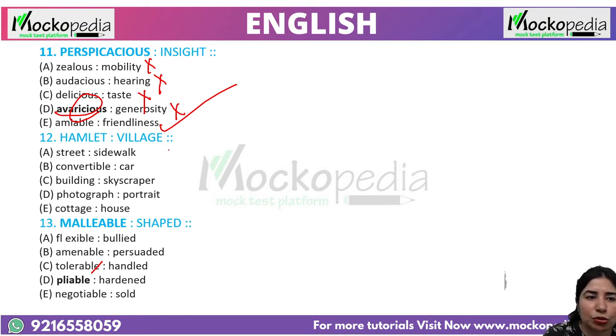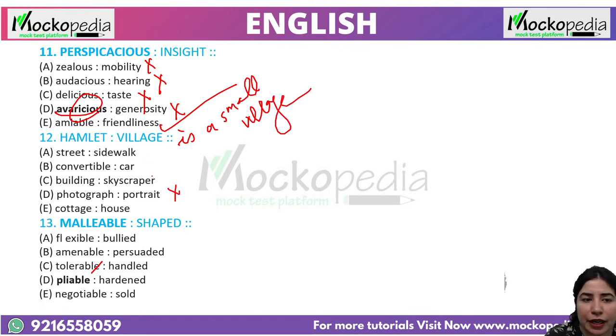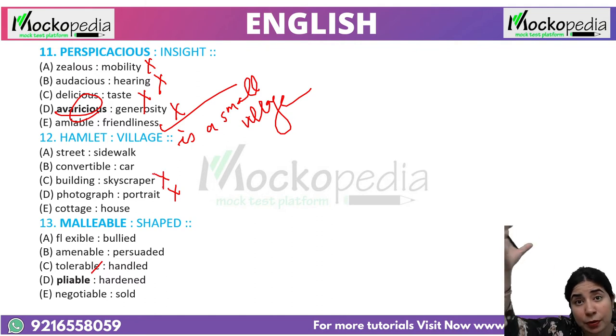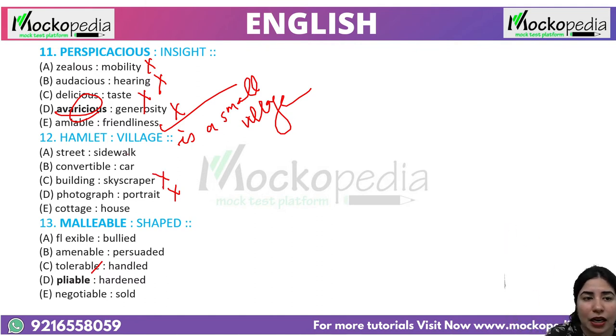So let's come to 12th. Hamlet is a small village. Ek chote gaon ko aap hamlet kehte ho, right? So similarly, a photograph ka short portrait nahi hoga. Buildings, skyscraper matlab huge buildings, car, convertible, street, sidewalk, asan eliminations hai. So small house ko you call it a cottage. So E will be the best relationship for both the questions.